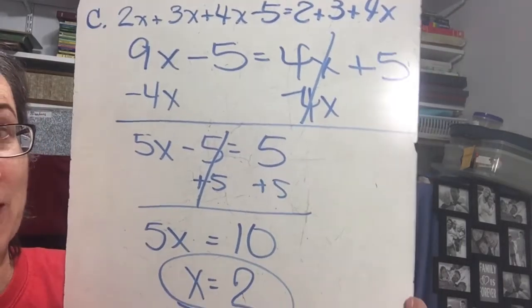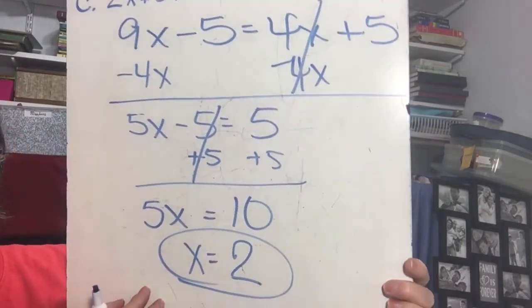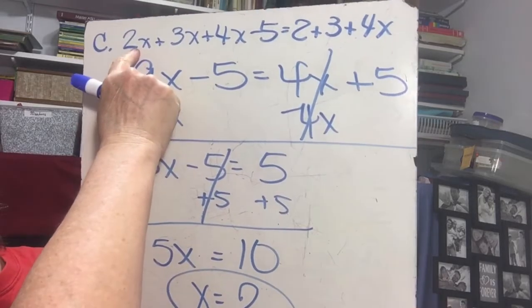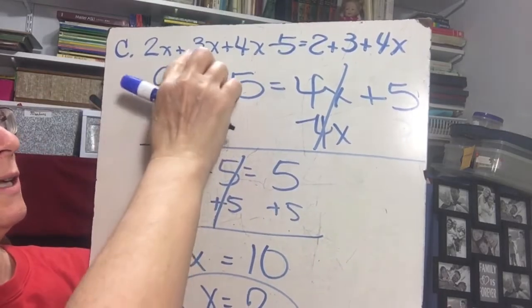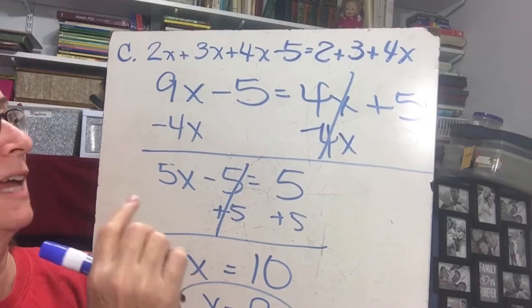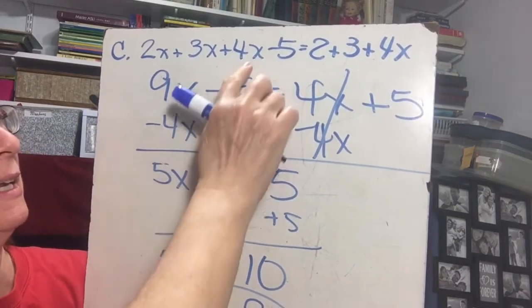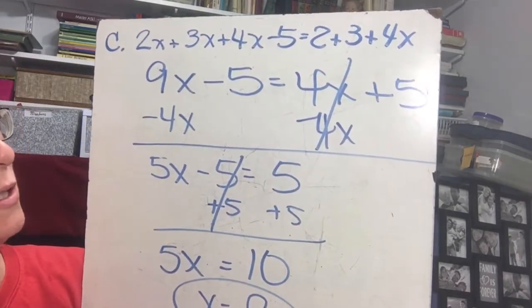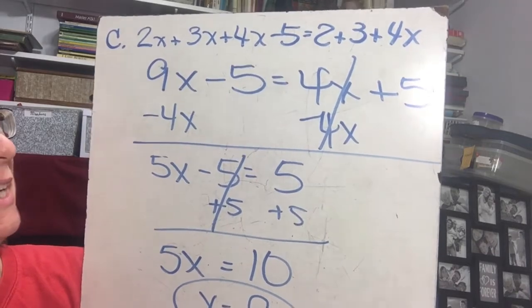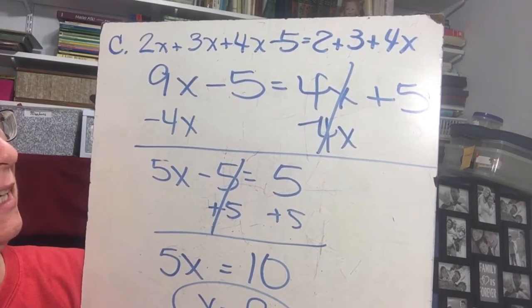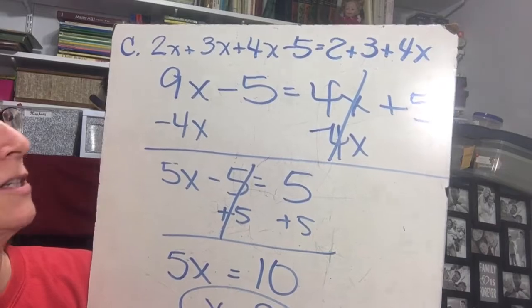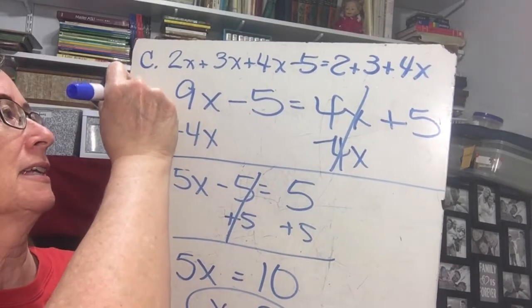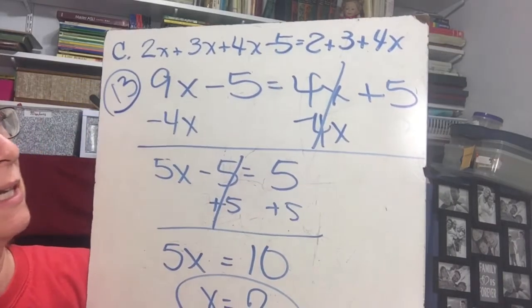Okay, now let's go back and check. Okay, so 2 times 2 is 4, plus 3 times 2 is 6, and 4 plus 6 is 10, plus 4 times 2 is 8, and 10 plus 8 is 18. Take away 5 is 13. So on the left I get 13, if I didn't make a mistake.